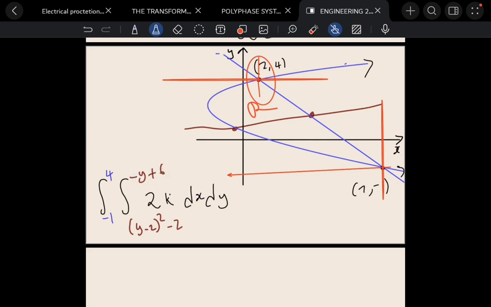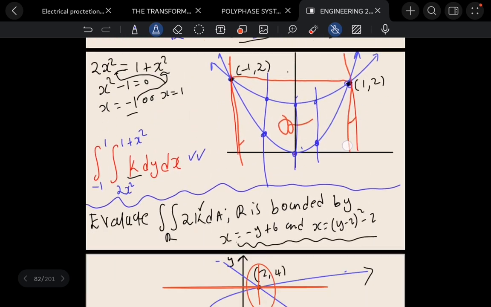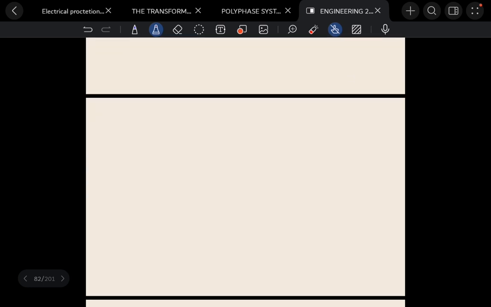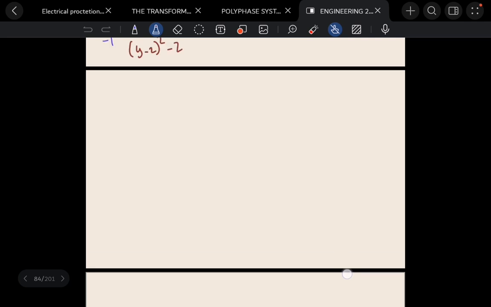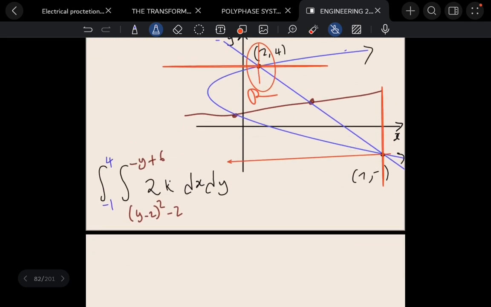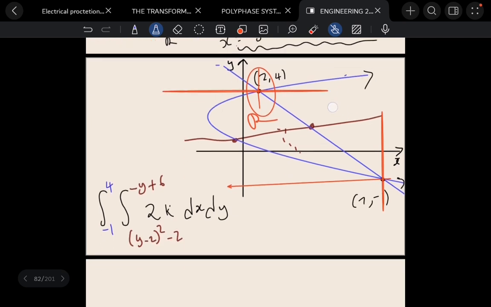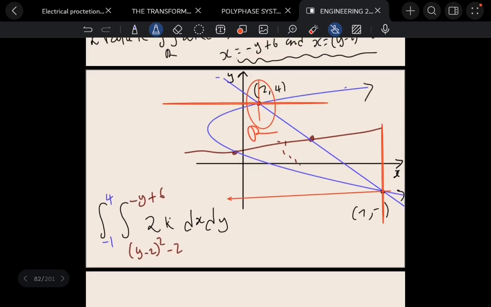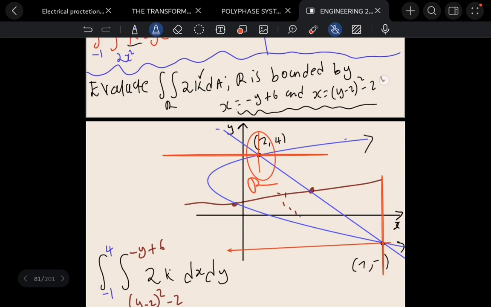Right? So this is the particular region I was concerned about, and you need to know how to draw this region. This is the only way you can do it. Please try to figure out how I got the 7 and -1 and the 2 and the 4. Thank you.